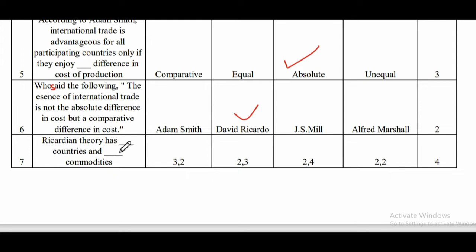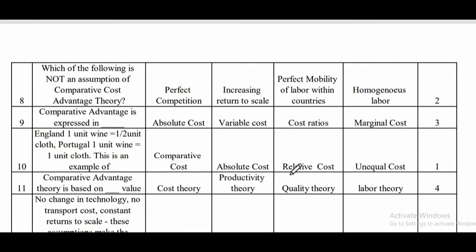The Ricardian theory has dash countries and dash commodities. Now we have to specify how many countries and how many commodities there are. Option 1 is 3 and 2, option 2 is 2 and 3, option 3 is 2 and 4, and option 4 is 2 and 2. Please remember that David Ricardo has 2 countries and 2 commodities. So you have to remember certain things over here.